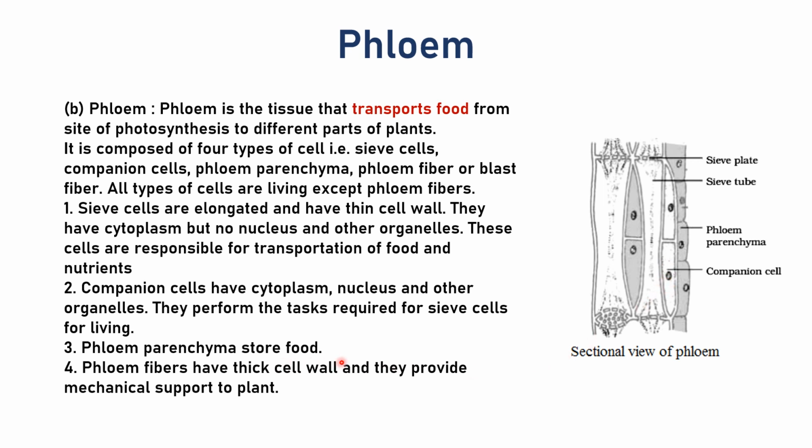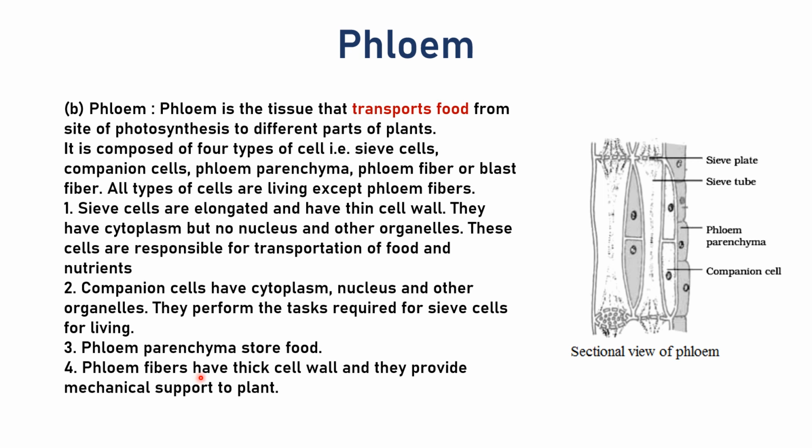Then phloem parenchyma stores food, as we know that wherever the word parenchyma comes, it is always related to storage of food. Then phloem fibers have thick cell walls. They provide mechanical support to the plant. As I told you, the other name of phloem fibers is phloem sclerenchyma. Sclerenchyma means they are dead and they are responsible for the mechanical support of plants.